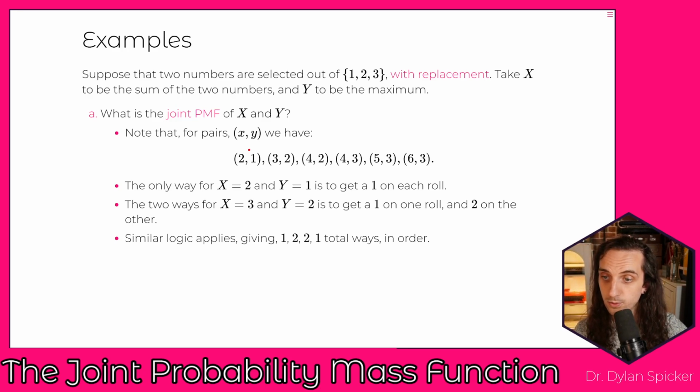we have one way of a 2 and a 1. We have two ways of a 3 and a 2. We have one way of a 4 and a 2. We have two ways of a 4 and 3 or a 5, 3. And we have one way of a 6 and a 3.